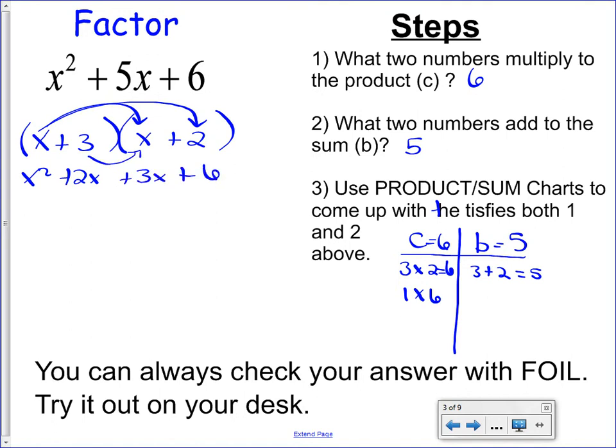Good. And what can I do with this? I have to simplify this, Jenny. X squared plus 5x plus 6. Whenever you factor, to check your work, you could always use FOIL. Look, this is what I had to factor. This is what I got here. So I know that these two answers are the correct ones. Okay?